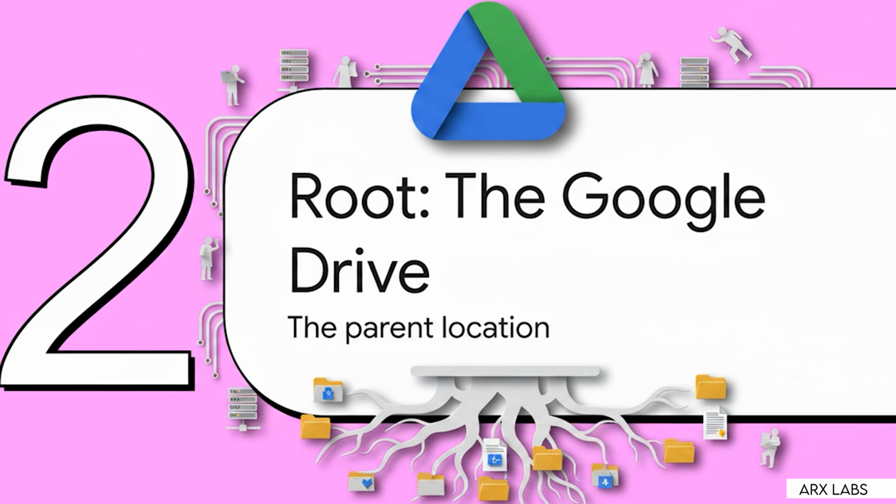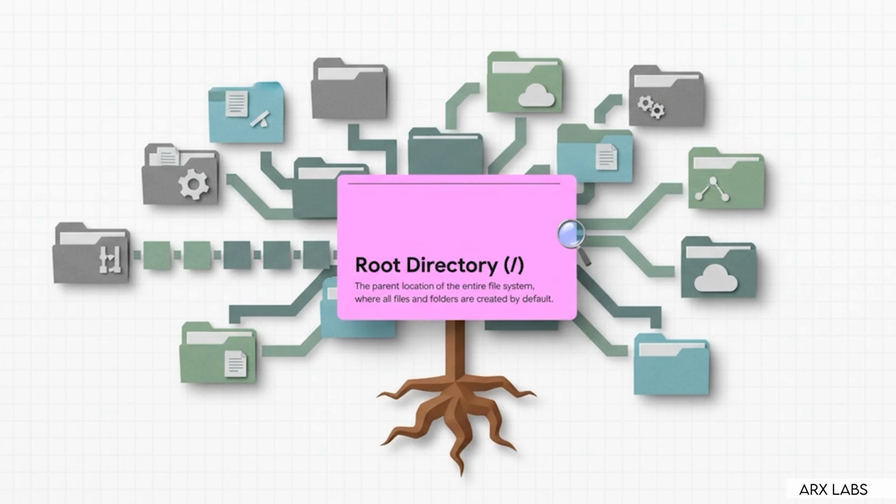Which brings us to part 2, root. Basically, your server's Google Drive. We have to start at the root directory, which is represented by nothing more than a simple /. This is the parent location of the entire file system. It's where all files and folders are created by default. Think of it exactly like the parent folder when you open up a brand new Google Drive account. Everything, absolutely everything on the server branches out right from here.